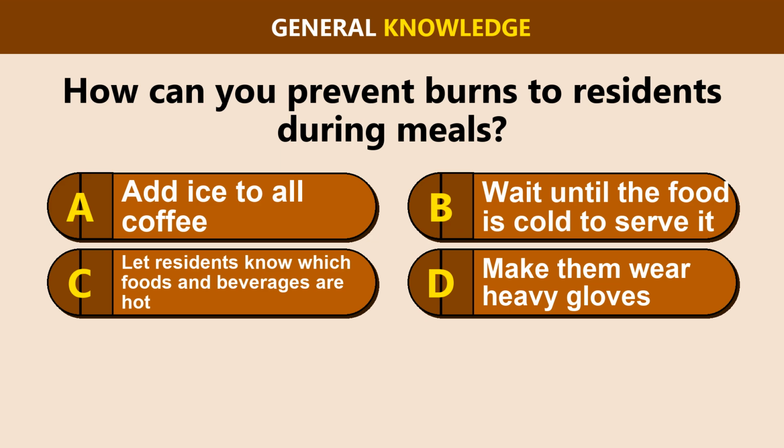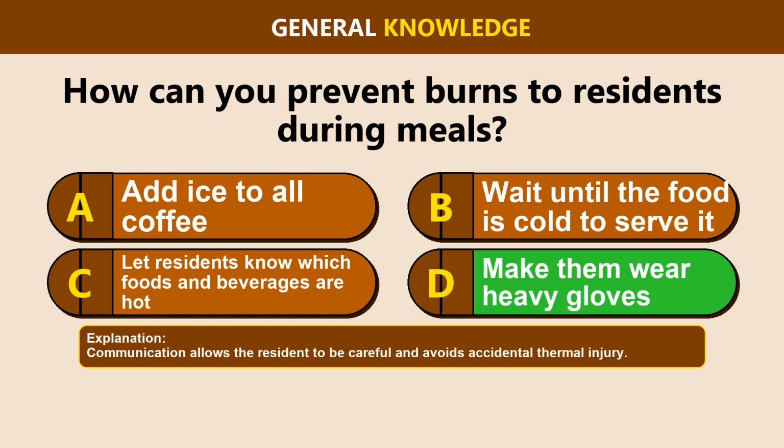Question 7. How can you prevent burns to residents during meals? Option A. Add ice to all coffee. Option B. Wait until the food is cold to serve it. Option C. Let residents know which foods and beverages are hot. Option D. Make them wear heavy gloves. The correct answer is option D. Make them wear heavy gloves. Communication allows the resident to be careful and avoids accidental thermal injury.